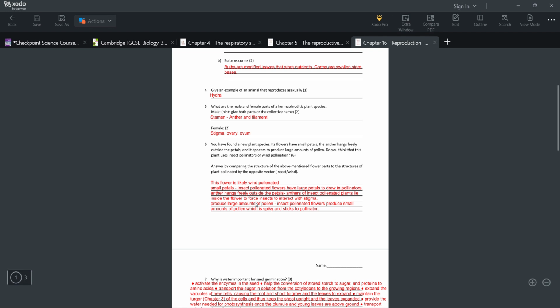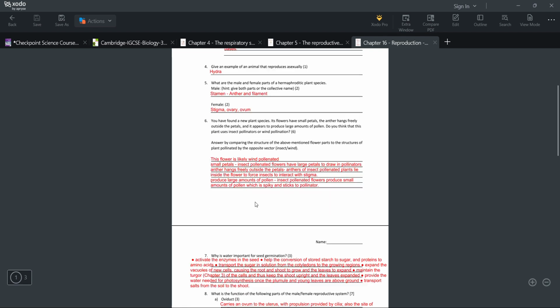Then another thing is that this flower is producing a large amount of pollen. This is very energy expensive, especially when you're producing things like nectar and big petals to attract pollinators. So your insect pollinated flowers generally don't produce a whole lot of pollen. They rather produce more specialized pollen that is spiky and sticks to the pollinator, thus reducing the amount of pollen that needs to be produced for successful pollination to take place.